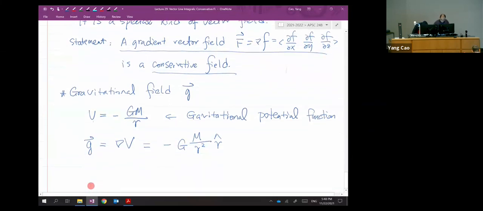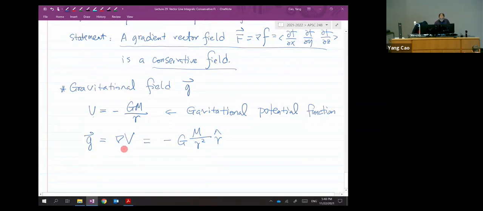As you can clearly see, how this gravitational field G is obtained is based on the gradient operation of this scalar function V, which is called the gravitational potential function. And the gravitational field is a conservative field, as we all know. Conservative field basically means energy is conserved. If you do work, as we're going to point out later, it doesn't depend on the trajectory, it doesn't depend on the route. That's a conservative field.